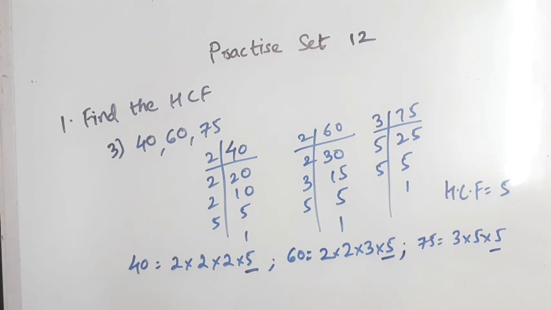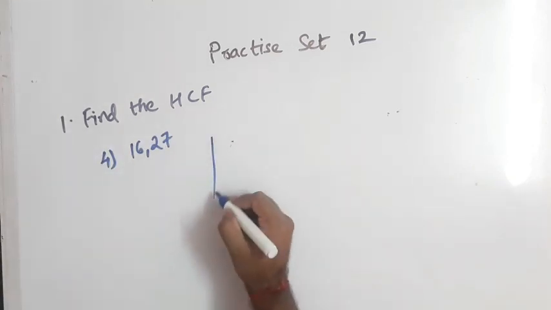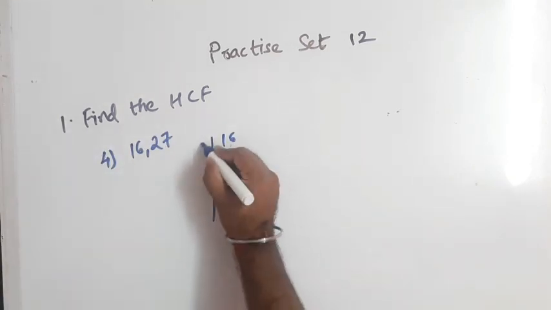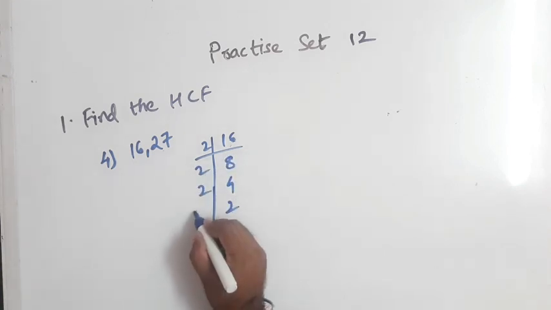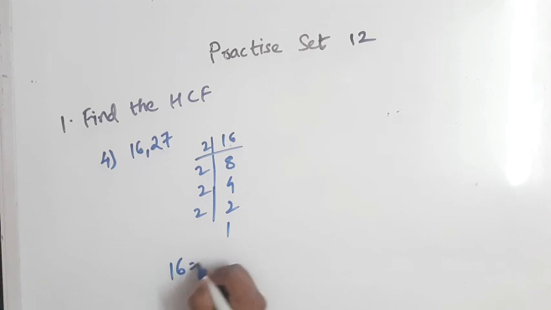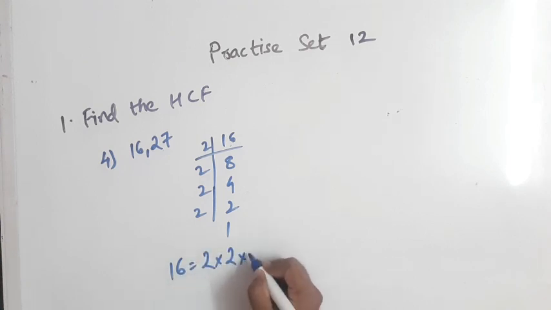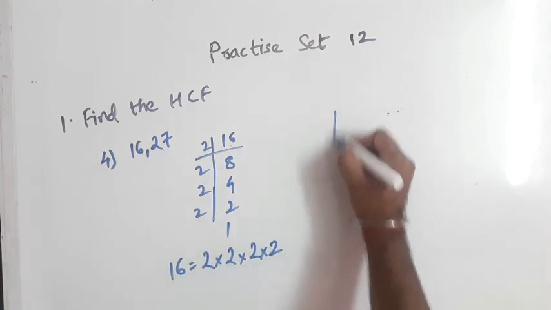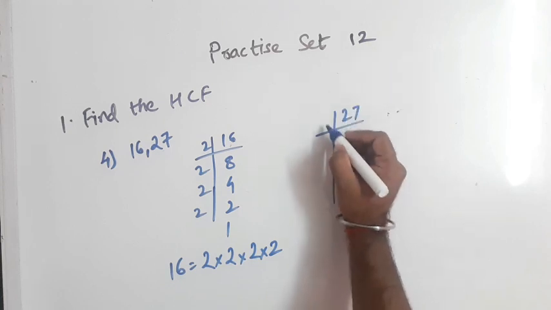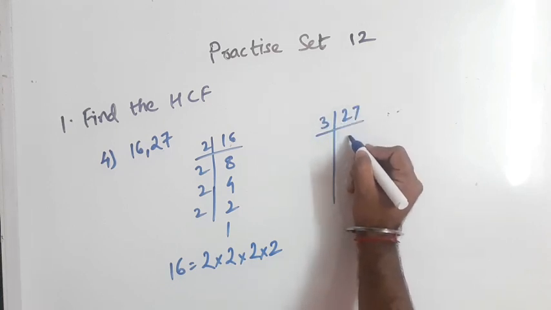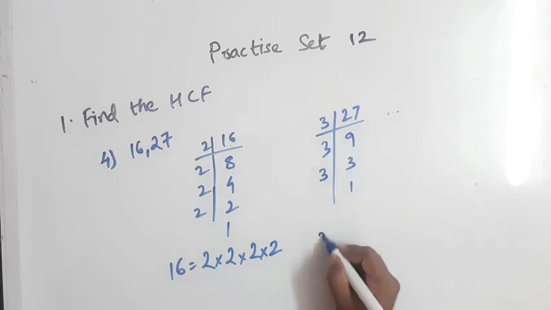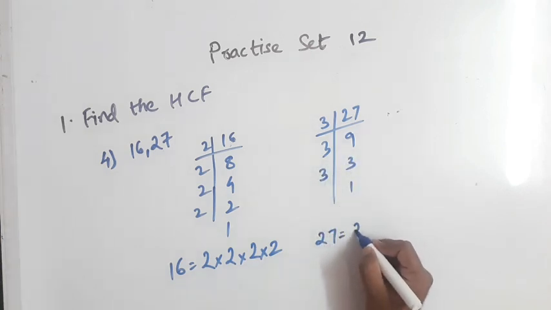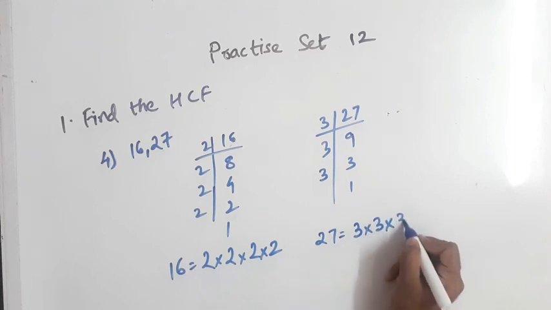Okay, the fourth one, 16 and 27. So I'll write 16: 2 8s, 2 4s, 2 2s and 2 1s. So 16 is very simple, you have to write 4 times 2. What about 27? 27 is 3 9s, 3 3s and 3 1s. So the factors of 27 are 3 times 3.